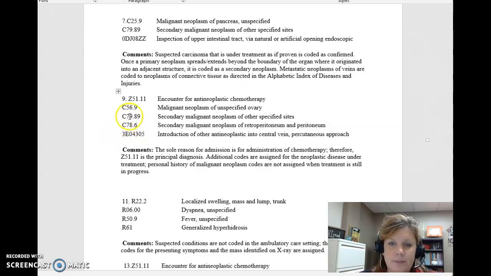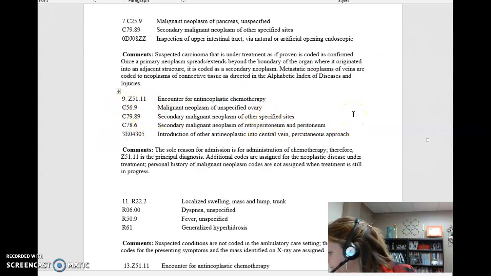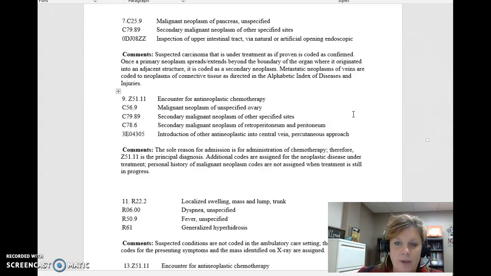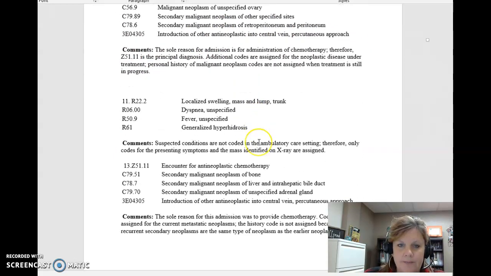The malignant neoplasm here is of the ovary, primary site, and it's spread to, for number 9, we have metastasis to the diaphragm and the omentum. Okay, so we need to code both of those. All right, and then again, we have our chemotherapy.